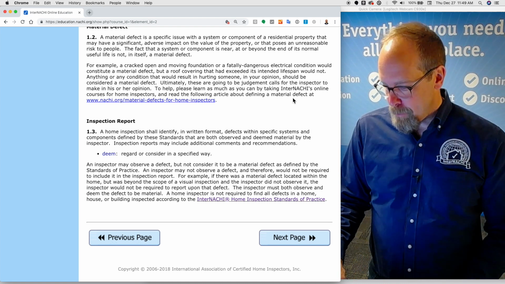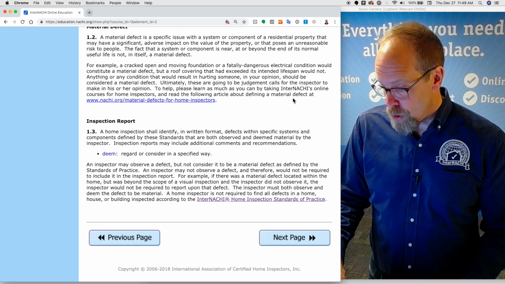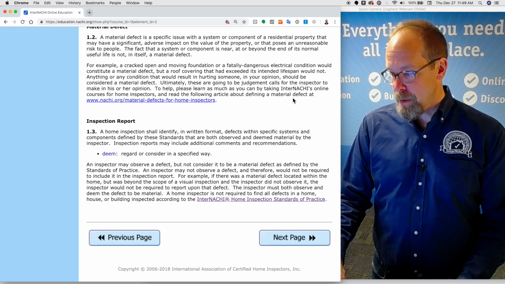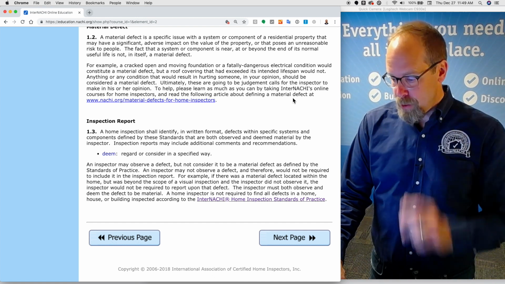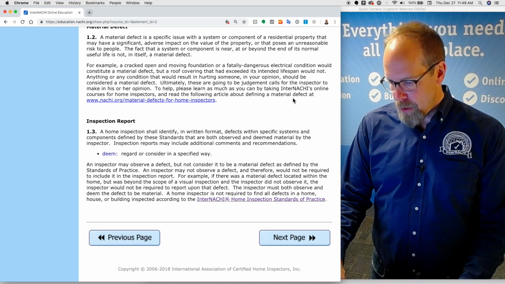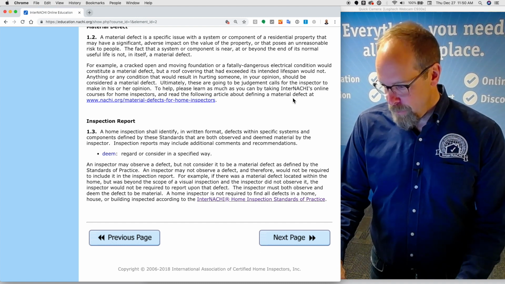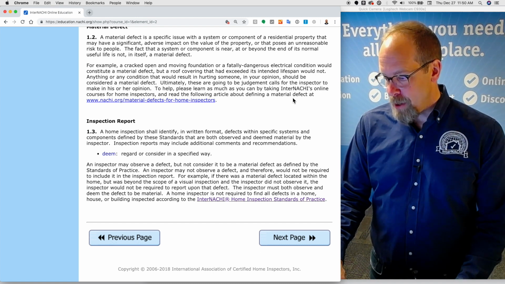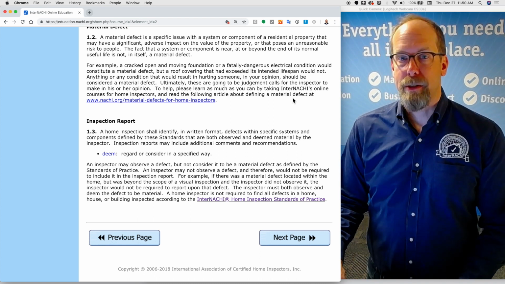An inspector may observe a defect but not consider it to be a material defect as defined by the standards of practice. An inspector may not observe a defect and therefore would not be required to include it in the inspection report. For example, if there was a material defect located within the home but it was beyond the scope of visual inspection and the inspector did not observe it, the inspector would not be required to report upon that defect. The inspector must both observe and deem the defect to be material. The home inspector is not required to find all defects in a home, house, or building inspected according to the InterNACHI home inspection standards of practice.